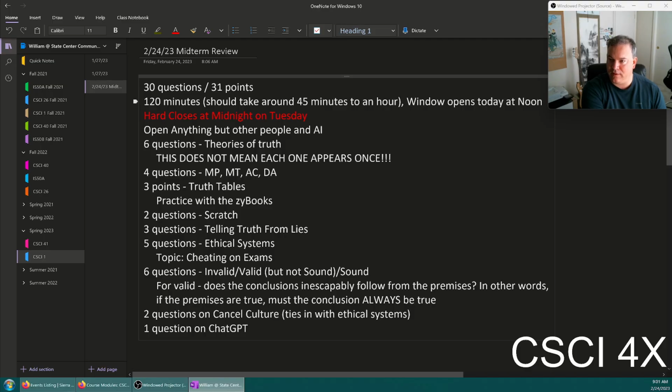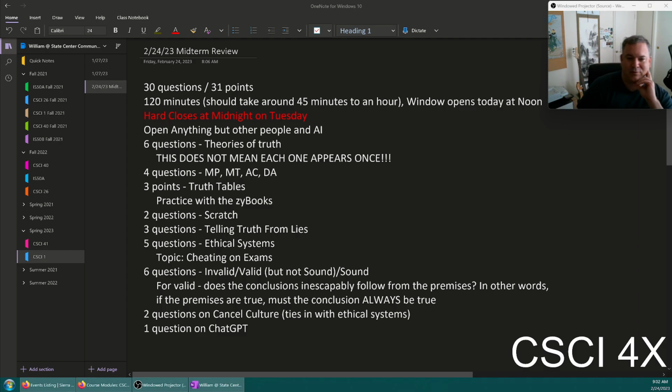So the test will open. The window opens at noon, and the window closes at midnight on Tuesday. It's very important: this is a hard close. You cannot start the test 10 minutes before the deadline and then hope to get an extra 2 hours out of it. It will slam shut at midnight on Tuesday.